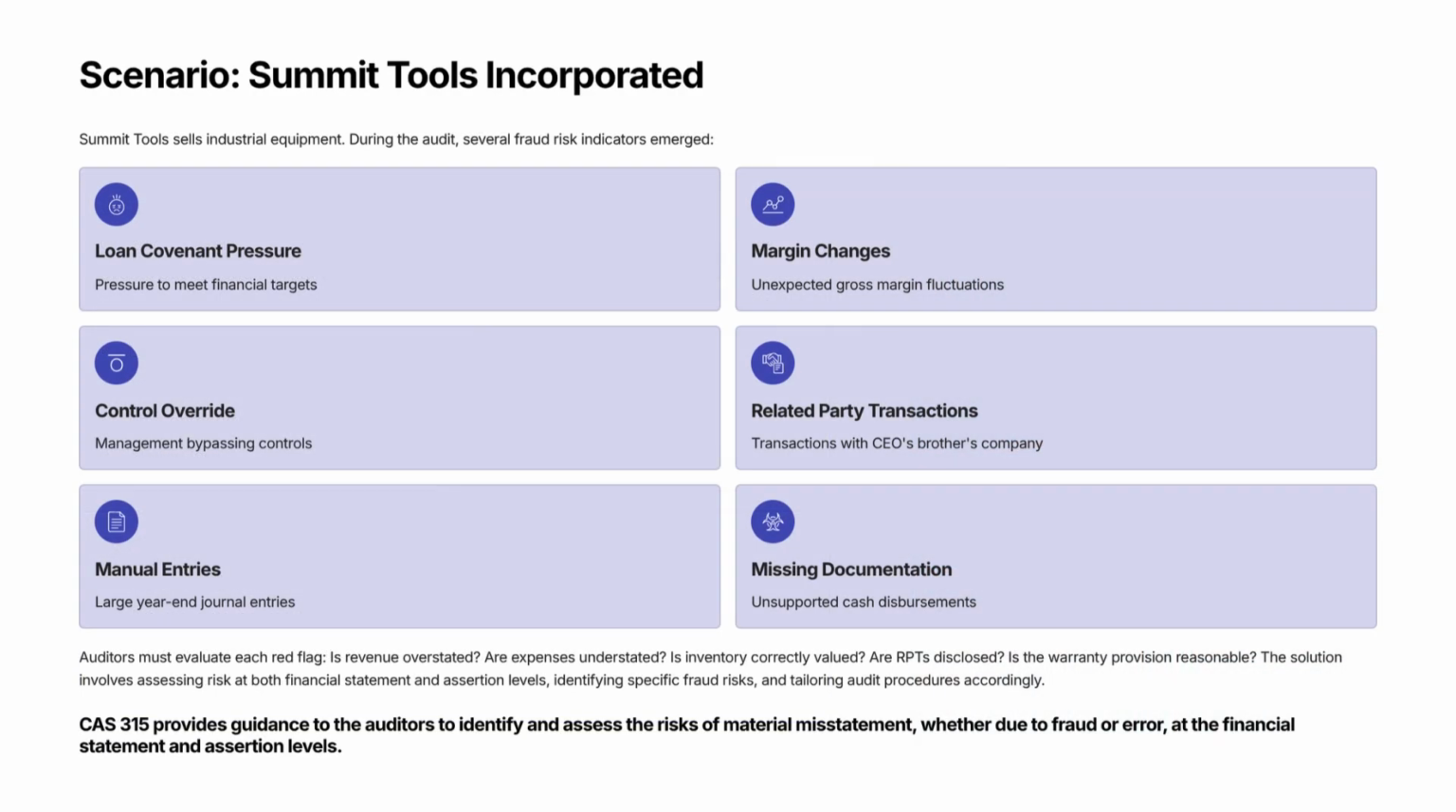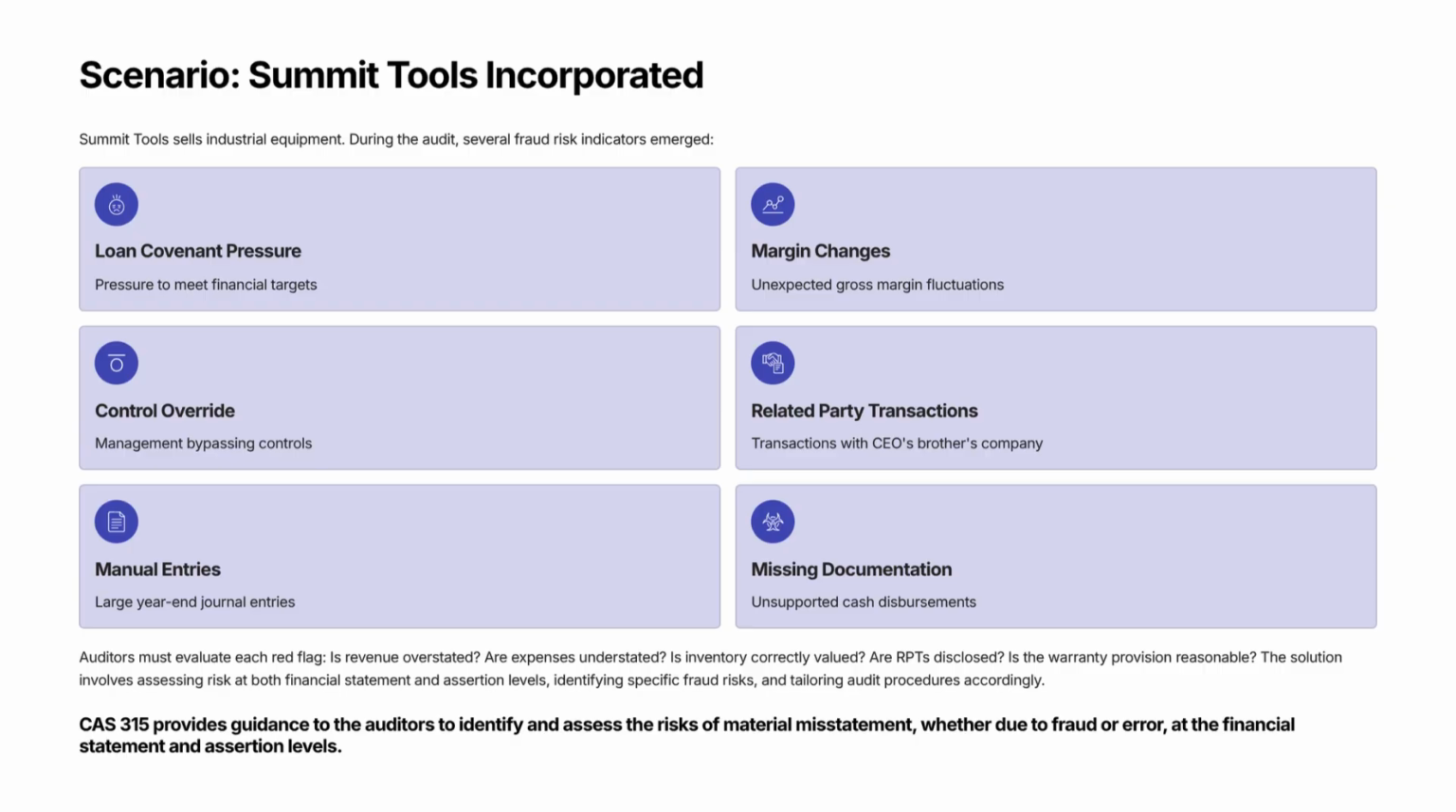Let's go through the full scenario involving Summit Tools Incorporated. Summit sells tools and industrial equipment. Throughout the audit, several fraud risk indicators appear: pressure to meet loan covenants, unexpected gross margin changes, management override of controls, related party transactions with a company owned by the CEO's brother, large manual journal entries at year-end, an aggressive warranty accrual, missing supporting documentation for cash disbursements.